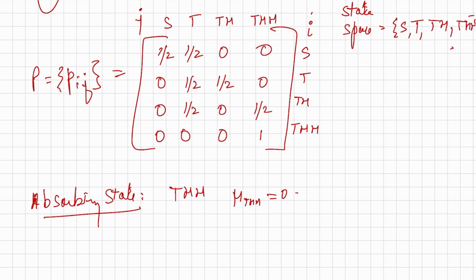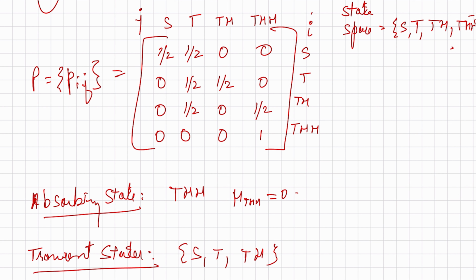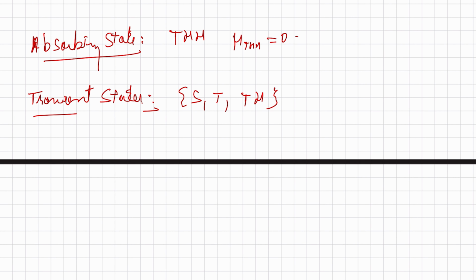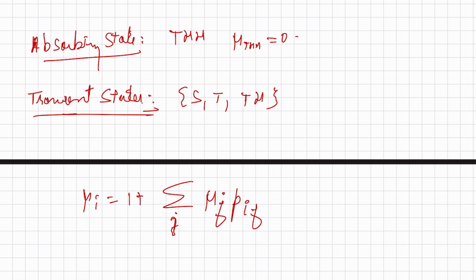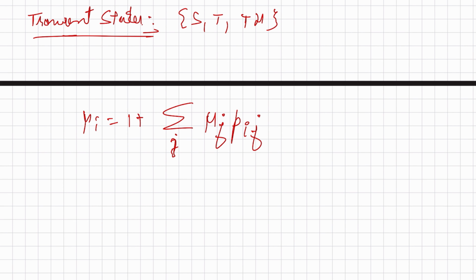For transient states, and all the other states in this state space are transient, so these are basically S, there's T, there's TH. Mu of S, let's say, I'm just going to write the formula real quick. So mu I is going to be 1 plus sigma J mu J times the probability of I to J. So the formula is clear, but this is nothing but computing the probability of jumping from I to J, over all possible states in the state space here, and what's the probability of the jump, and also what's the expected time to get absorbed from that, reaching state J.